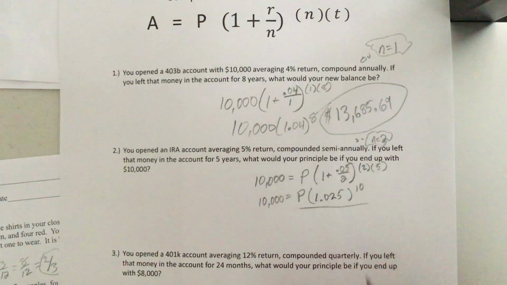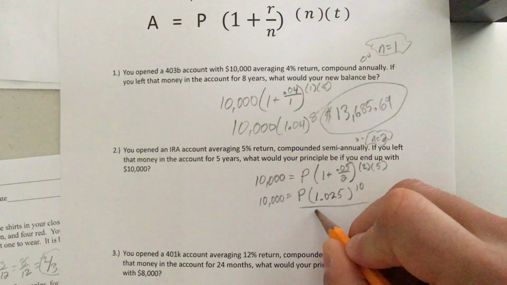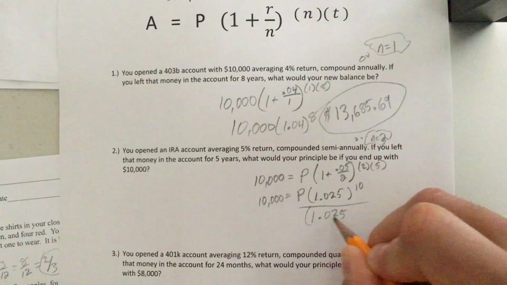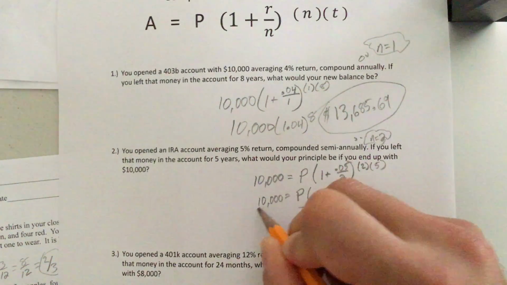Essentially, what we're going to do here, ladies and gentlemen, is divide both sides by 1.025 to the 10th power.